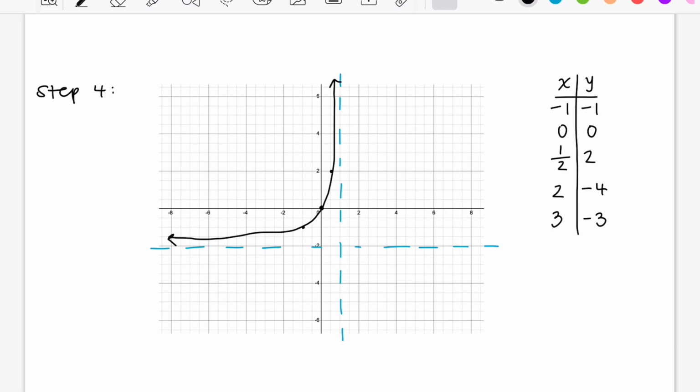Then we know when x is equal to 2, our output's going to be -4. And when x is equal to 3, it'll be -3. Okay? So our function is going to look something like this, and never crossing the asymptotes.